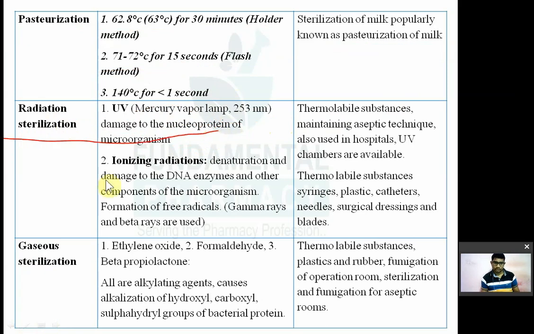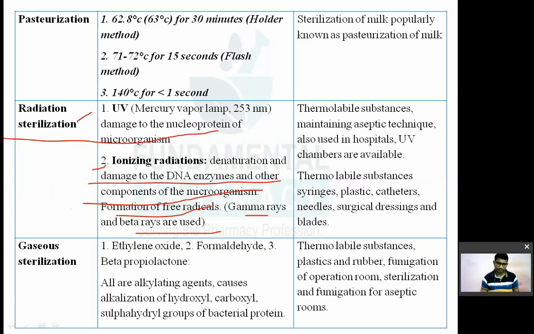Now ionizing radiation. So UV comes under non-ionizing radiation. Now ionizing radiation, what is the mechanism? Denaturation and damage to the DNA and enzymes. So denaturation, damage to the DNA of bacteria, damage to the enzymes of bacteria, and other components of microbial. So formation of free radicals occurs in gamma rays. Gamma rays and beta rays damage the bacteria by forming a free radical which will react with the DNA and enzymes, and that will render bacteria inactive. It will kill the bacteria.